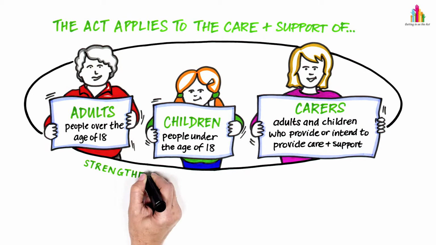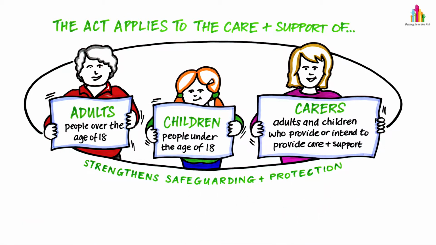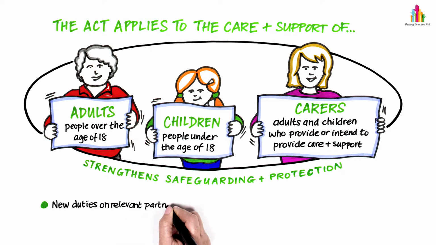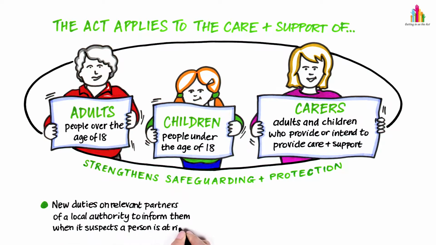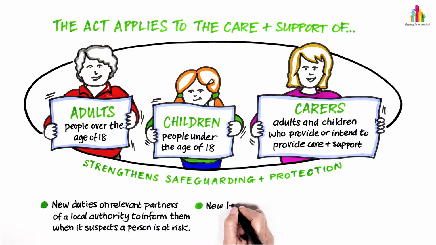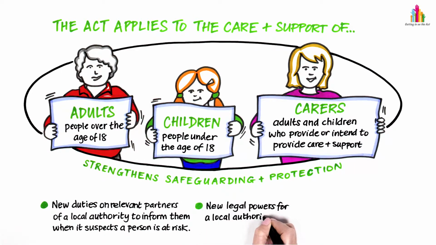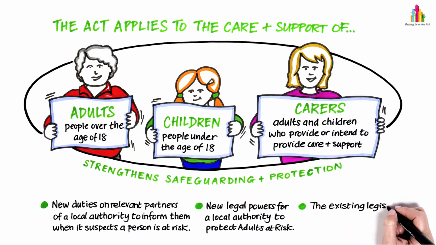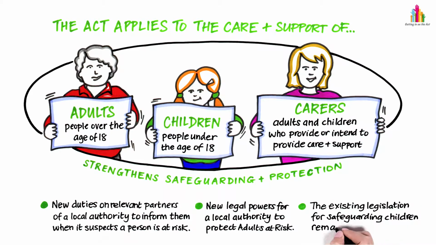The Act strengthens the safeguarding and protection of adults and children. There are new duties on relevant partners of a local authority, such as health organisations, the police and probation services, to inform them when it suspects a person is at risk. There are new legal powers for a local authority to protect adults at risk. The existing legislation for safeguarding children remains in place.